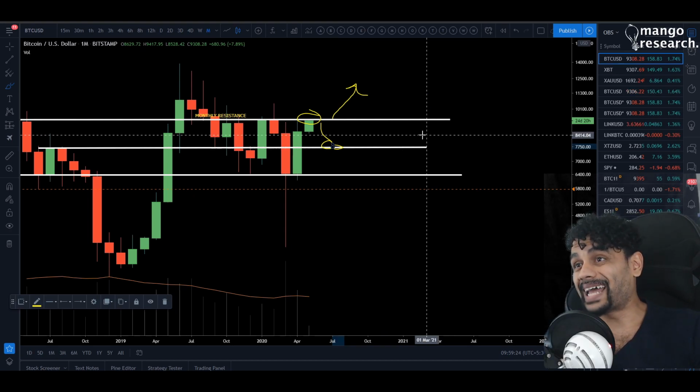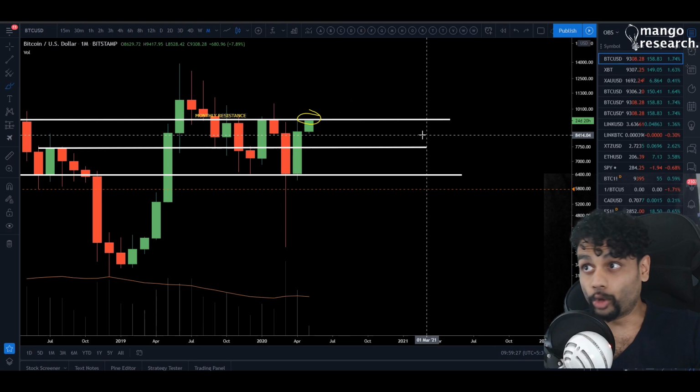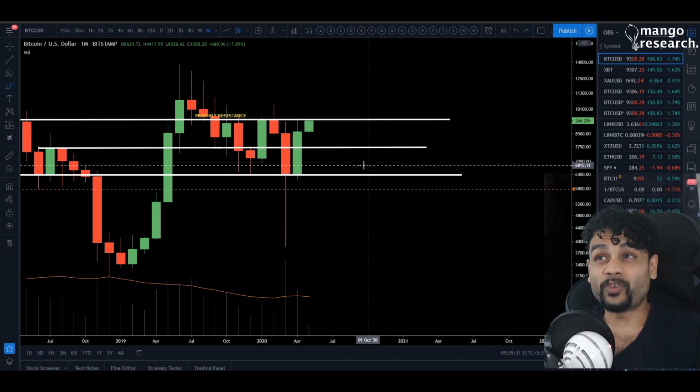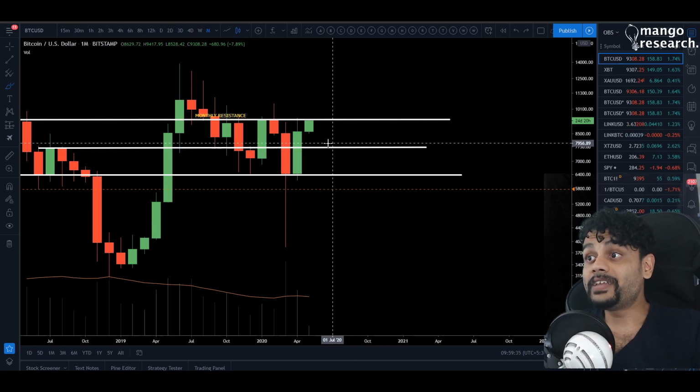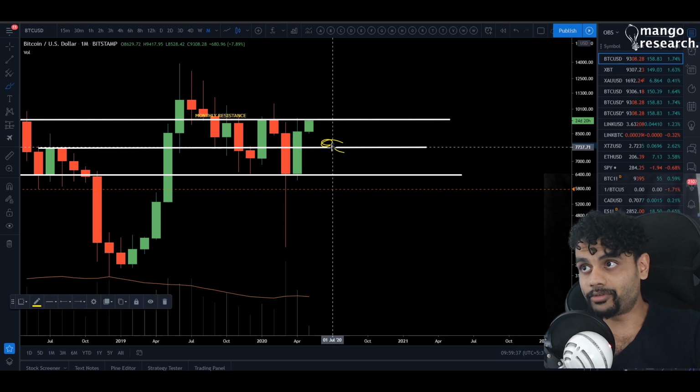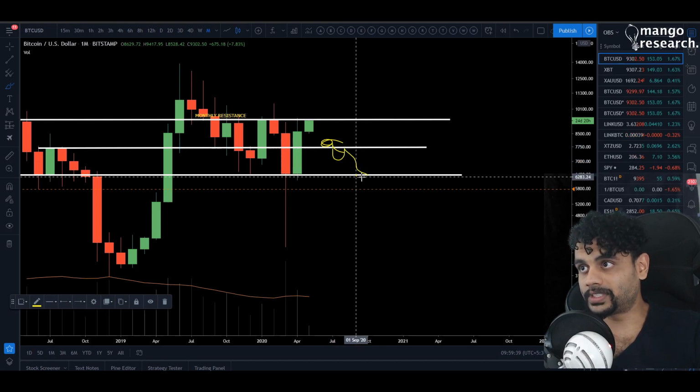Now, we showed how that level is very, very key on the lower time frames as well. I believe the 2-day 21 EMA is still over there. 4-day levels will probably be there as well. But for now, let's stick to the monthly. If we break the monthly region over here, the mid region, then we can look for a move to the bottom.